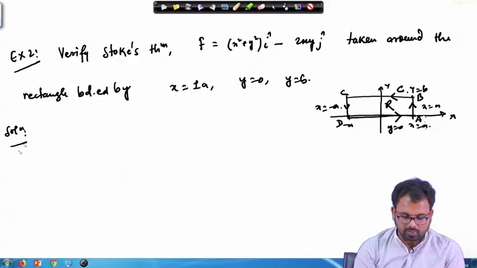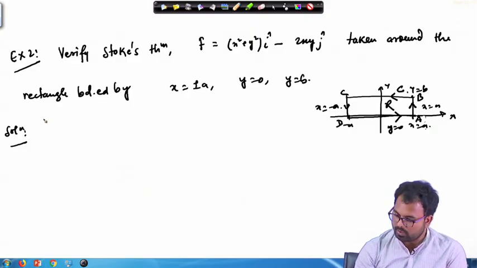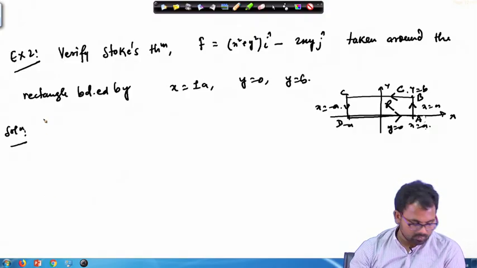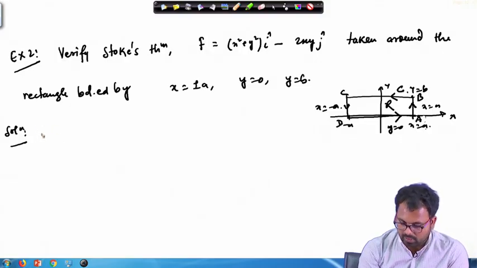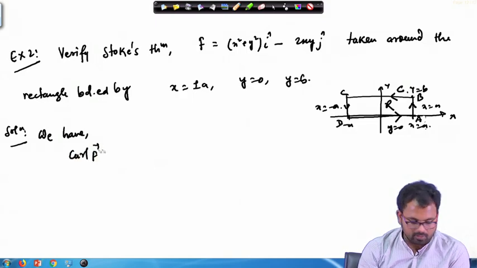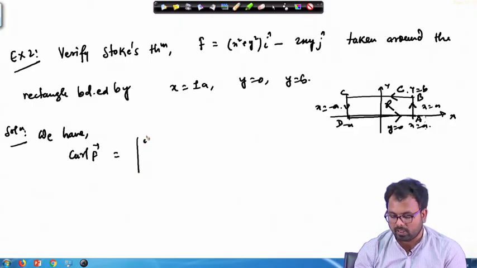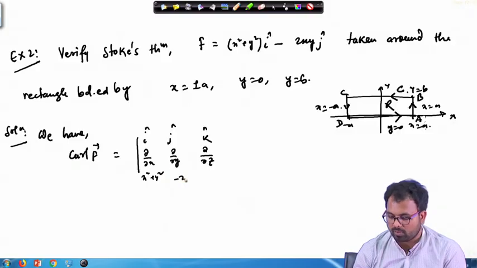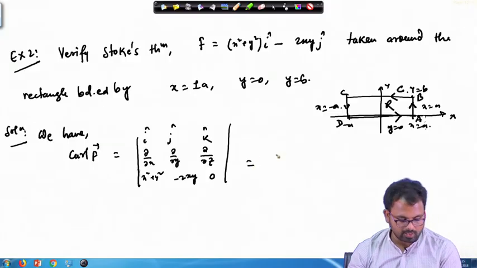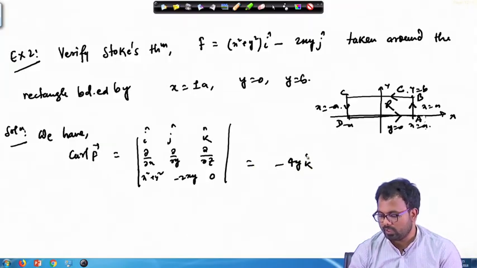First of all, in order to verify, we have to calculate the surface integral, and we first need to calculate curl of f. Curl of f can be calculated using the determinant form, which is i, j and k, then del del x, del del y and del del z, and we write the x component x square plus y square, y component 2xy, and z component 0. If you calculate this determinant, you will obtain minus 4y k.